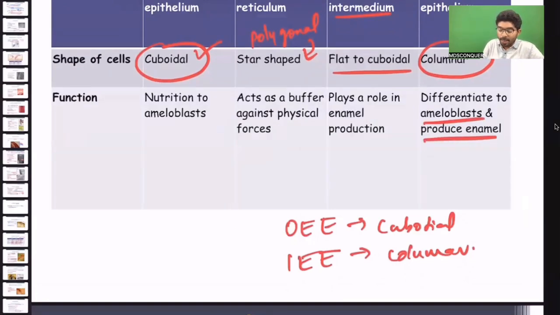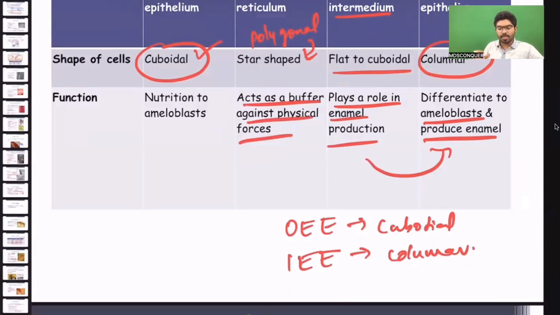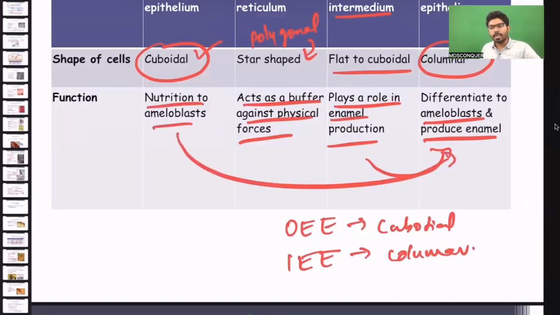They play a very important role in enamel production. The stellate reticulum is like a cushion, which acts as a buffer against the physical forces. And the outer enamel epithelium supplies nutrition to the ameloblasts. Guys, clear? These are very important points.